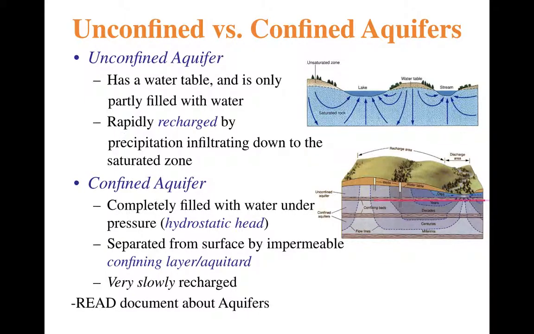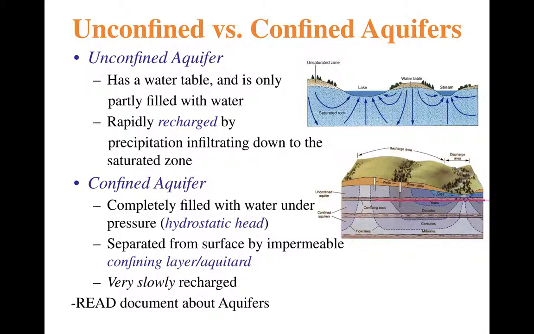Now, a confined aquifer is completely filled with water under pressure, which we call a hydrostatic head, and it's separated from the surface by an impermeable or confining layer, an aquitard. Okay, remember we just learned what an aquitard is. So a confined aquifer usually is separated by an aquitard, which means there's very slow recharge.